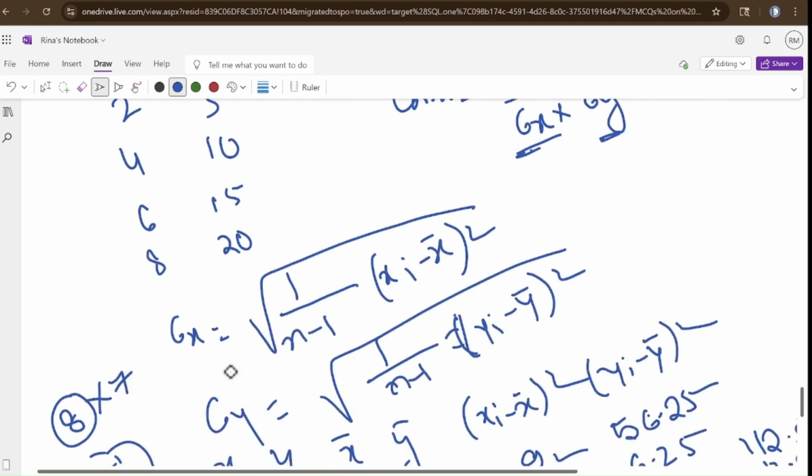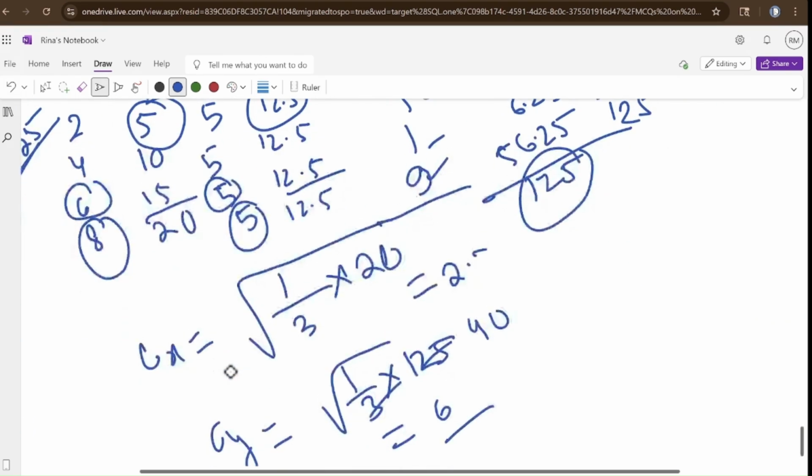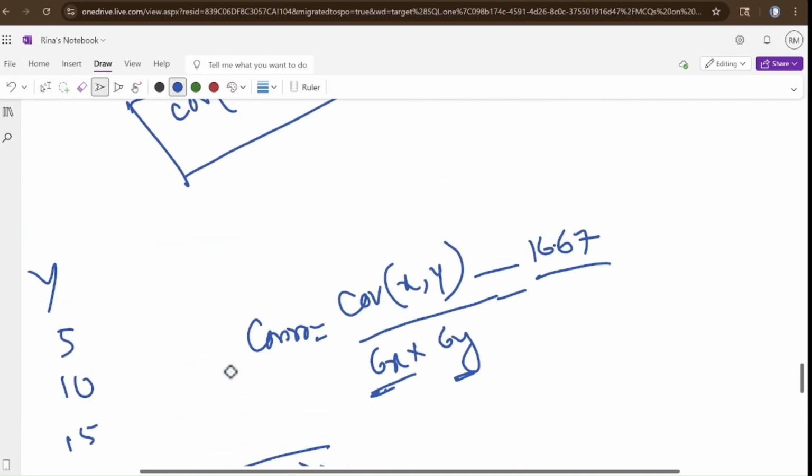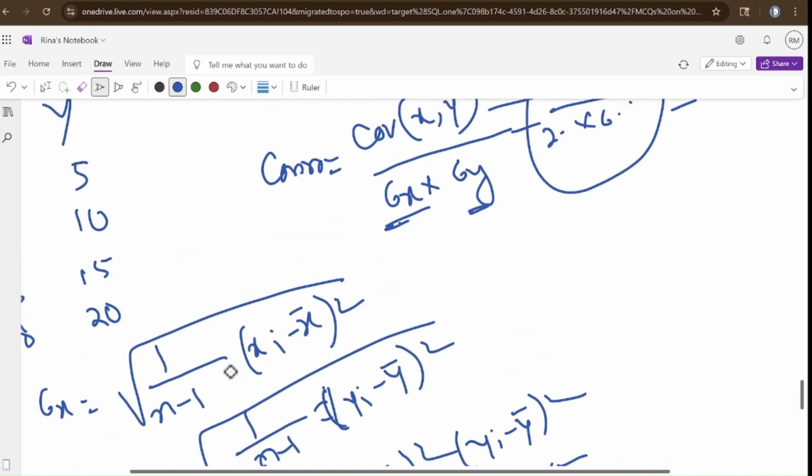Now you have to put in the formula. The formula is divided by sigma x. What is the value of sigma x? 2 point something into 6 point something. Now you have to calculate what is correlation. Okay, clear. Now see why correlation is unitless but covariance has a unit.